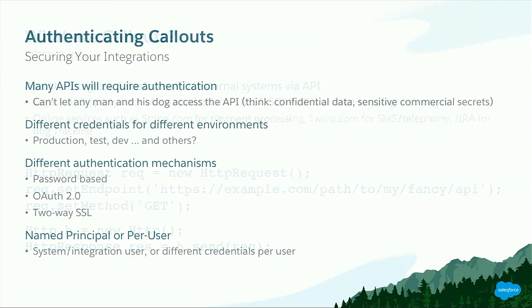But in the real world, we all know that it's not always this simple. You'll need to authenticate your API calls. You need to have security in place to protect people from being able to access data and systems that they shouldn't be able to access. As part of this identification and authorization process, I might have different credentials between my developer sandbox, my pre-production sandbox, my production instance. I might need to authenticate using a number of different ways, whether it's simple password-based authentication or using something like OAuth 2.0 or two-way SSL certificates.